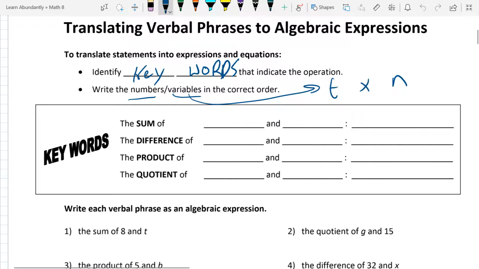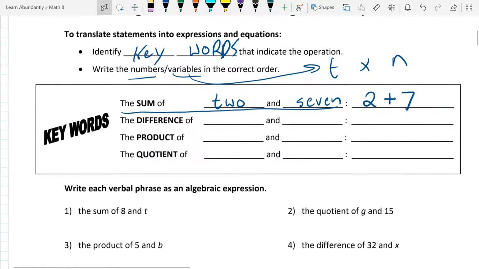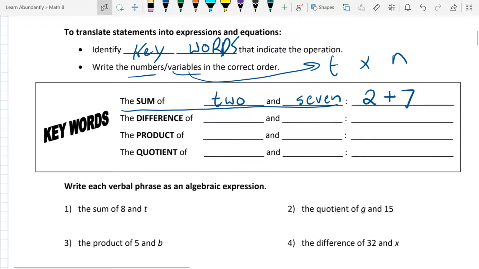The sum of 2 and 7. If you saw the phrase the sum of 2 and 7, the sum would mean addition. So we're going to go ahead and write 2 plus 7. Next, we have the difference of. So what about the difference of 3 and a number?